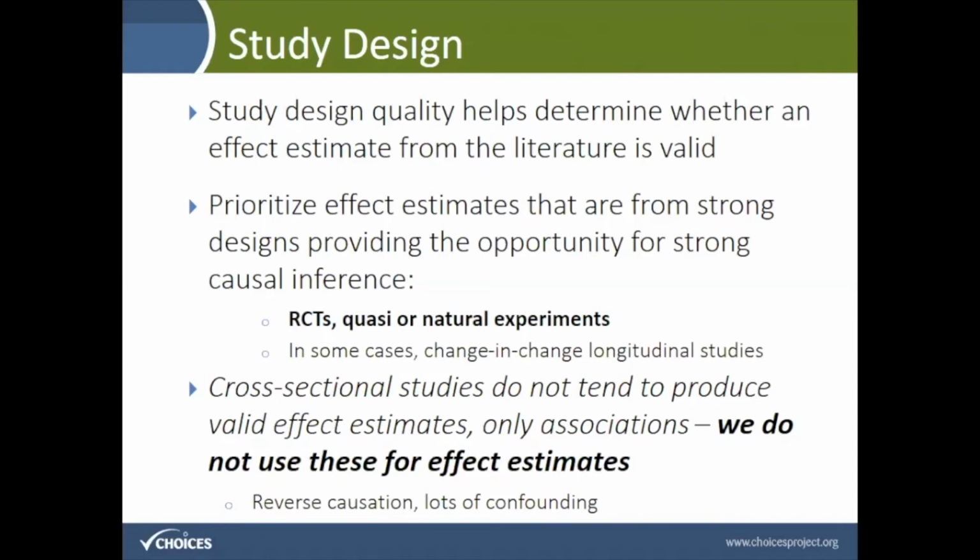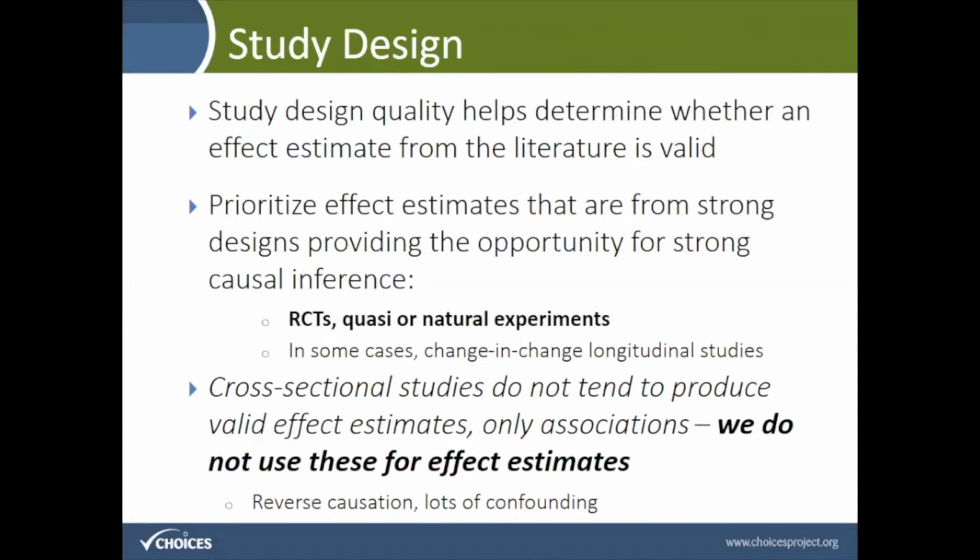Now, cross-sectional studies, which are very highly prevalent in the literature, are useful in a lot of cases. I've certainly done several cross-sectional studies. Sometimes you need to do them in order to generate hypotheses, or to look at what's happening in a population, or to look at the prevalence of something. But they do not tend to produce valid effect estimates, only associations, because we just don't know whether the outcome happened before the exposure happened. We can't really appropriately control for confounding. There's a lot of problems with using a cross-sectional study association as a causal estimate. So we do not use these for effect estimates for choices, just full stop.